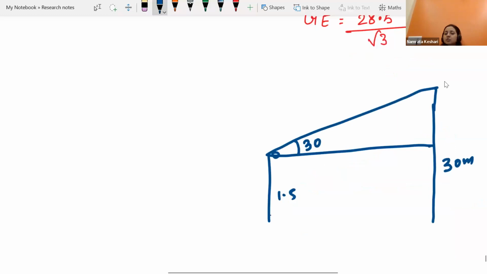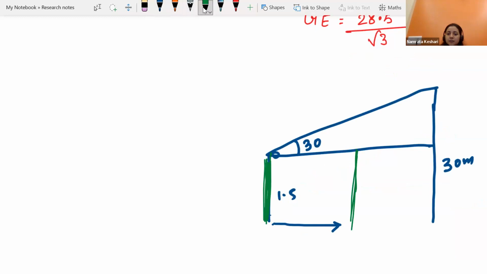When the boy is moving toward the building, at any point of time the boy is over here. See, initially the boy was here. This is the green one, this is the boy. But at any point of time the boy is here. And hence the angle of elevation is increasing from 30 degrees to 60 degrees with the same top of the tower. So what we have to find is how much distance he has covered. What is the distance over here? That's what we have to find.